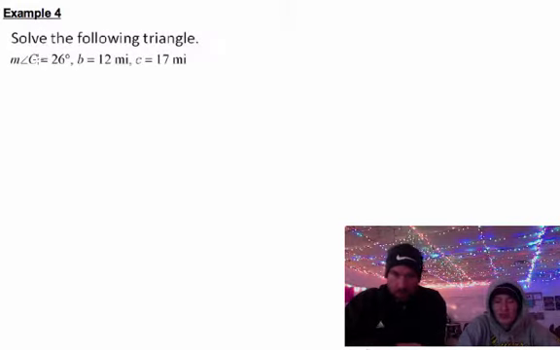Example 4. So let's see what happens on this one. So we go to pen. Go to pen. It is on pen. All right, pressing that extra button.